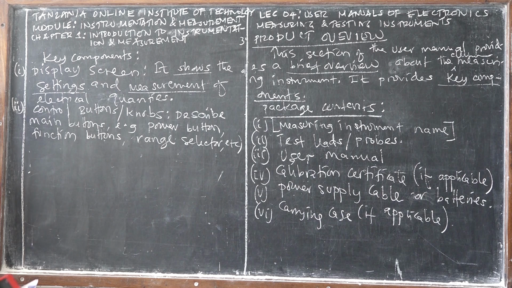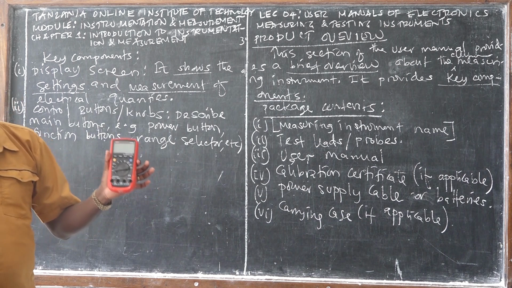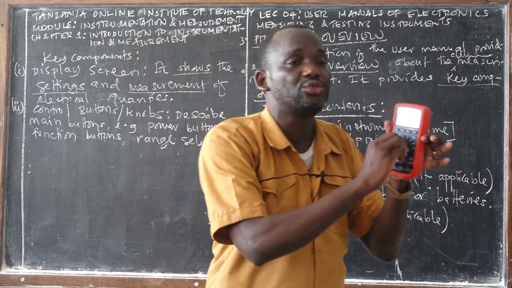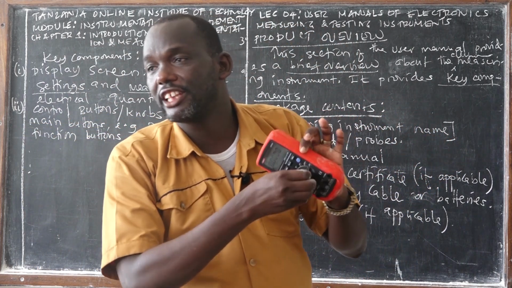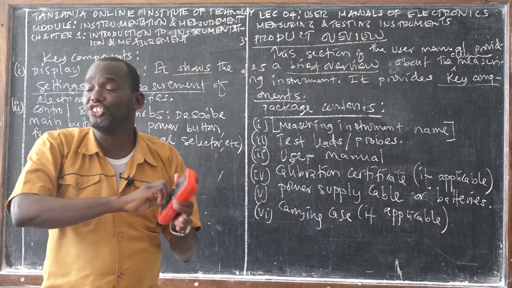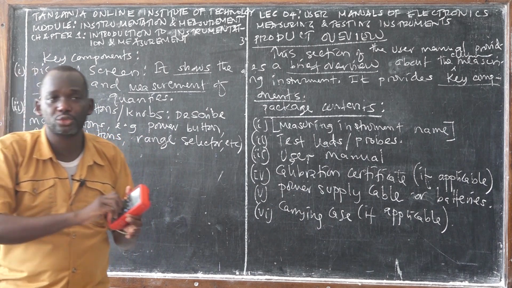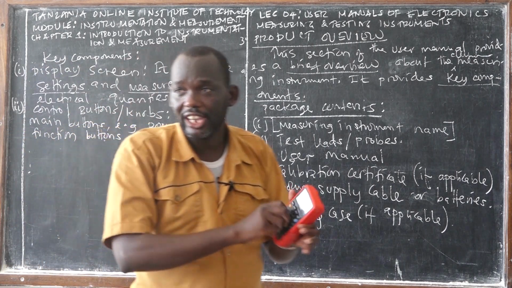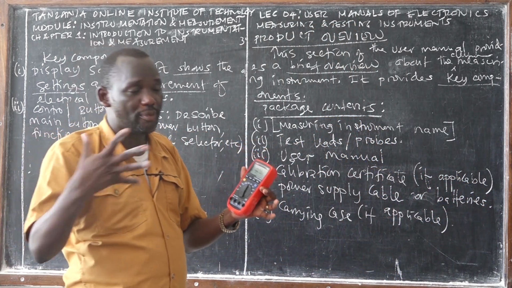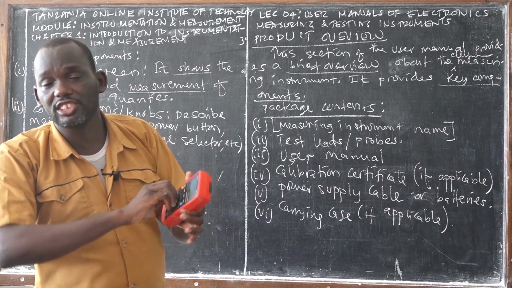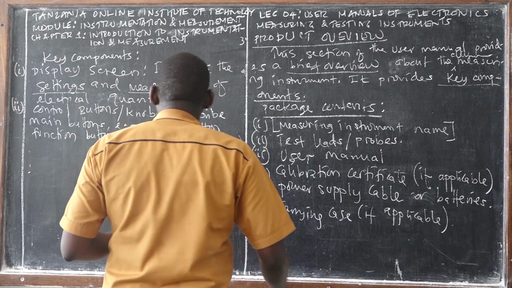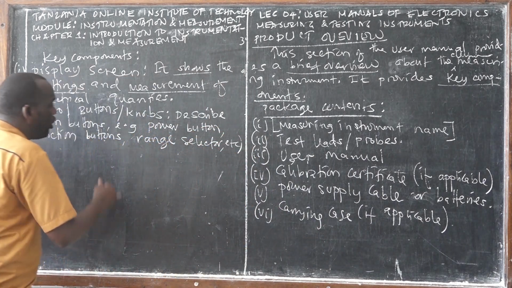Then we have function buttons. Say function buttons. For this digital multimeter, the function button is this one, which is called the rotary switch. Say rotary switch. We have so many different types of switches in electrical engineering. We have mechanical switches and electromechanical switches, where there is an integration of mechanical and electronics. So this is the rotary switch, called the function buttons or range selector.